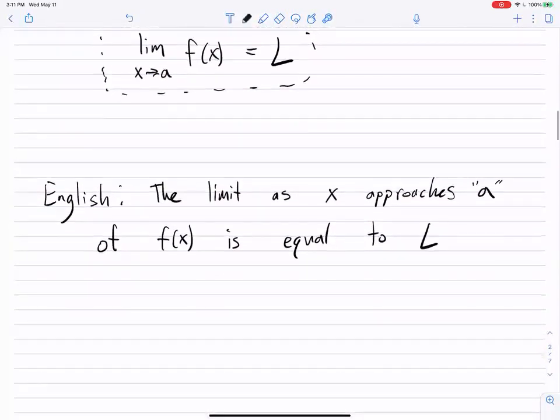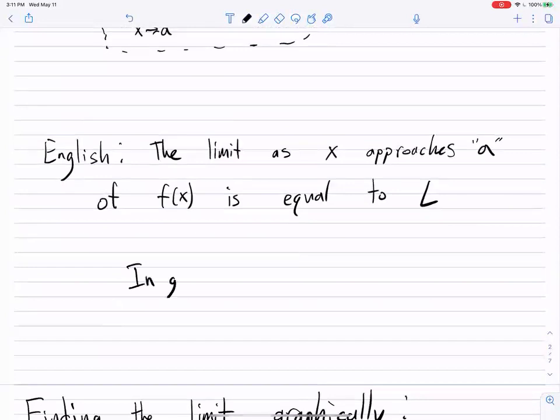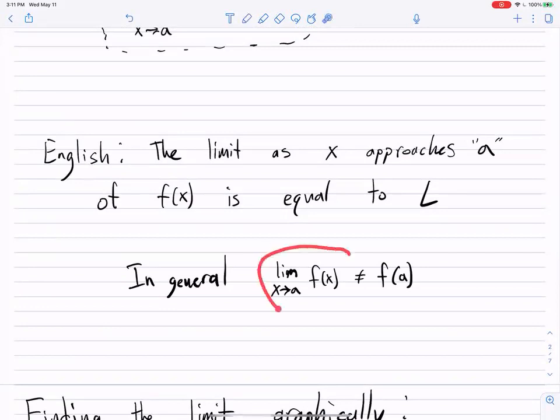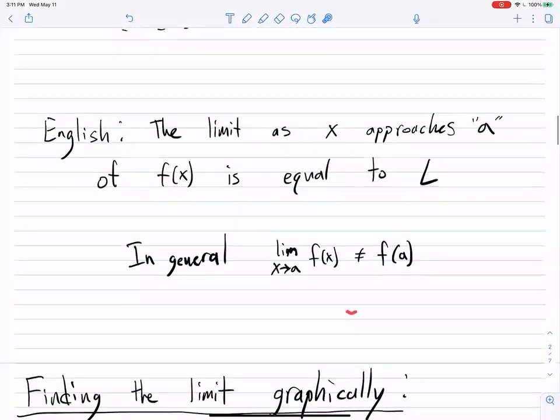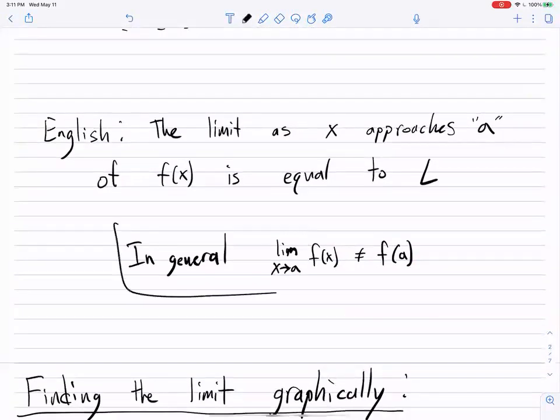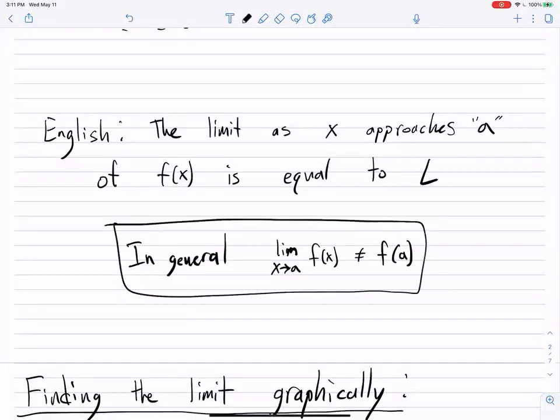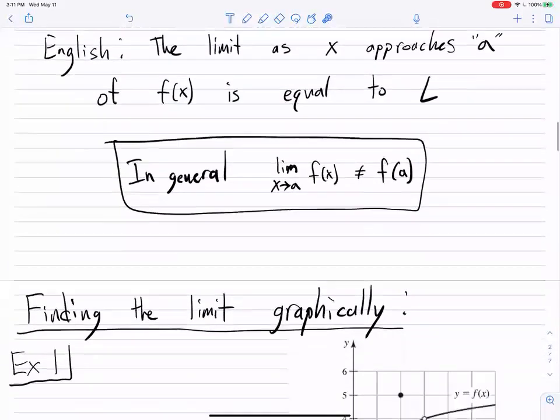In general, the limit as x approaches a of f of x does not need to equal what the function evaluated at a is. And so that's the key difference, is that the limit does not care what the value is. If these two things are the same, we say it's continuous, and we'll talk about that later. But in general, they don't have to be the same. A lot of times they are, but in general, it doesn't have to be.